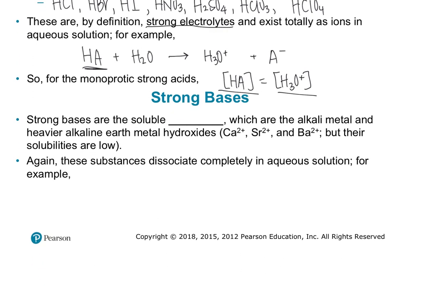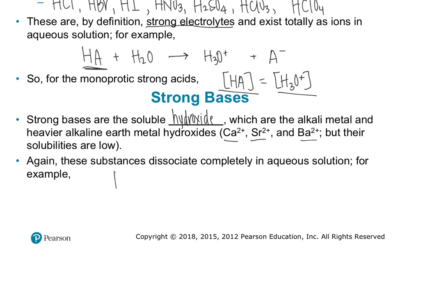Strong bases are basically the soluble hydroxides. They are alkali metal and heavier alkaline earth metal hydroxides, so calcium hydroxide, strontium, and barium. Even though their solubilities are low, they are still strong. They have hydroxide, and so they are going to be strong bases. Once again, they're going to completely break apart into their ions, completely dissociate.